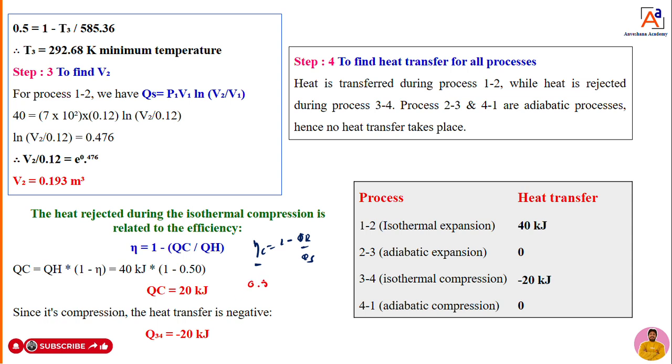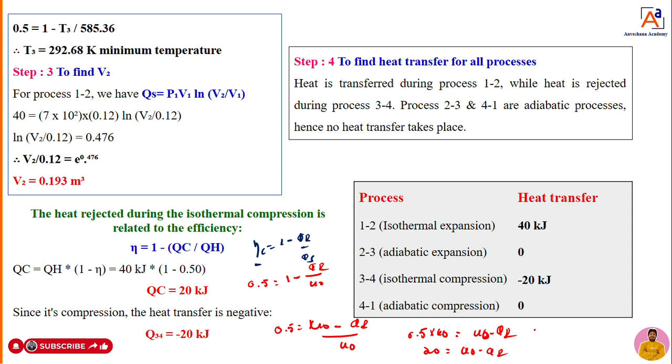The same thing I will write here now. So 0.5 is equal to 1 minus heat rejected divided by heat supplied. He has given heat supplied as 40, but QR I don't know, so I will write QR. Therefore 0.5 is equal to 1 into 40 minus QR, all divided by 40. Now I will do the simplification. 0.5 into 40 is equal to 40 minus QR. Then do the substitution. 0.5 into 40 is 20, equal to 40 minus QR.